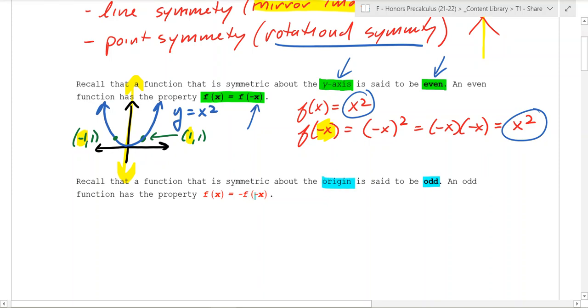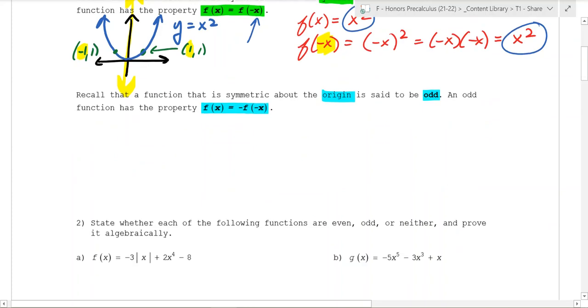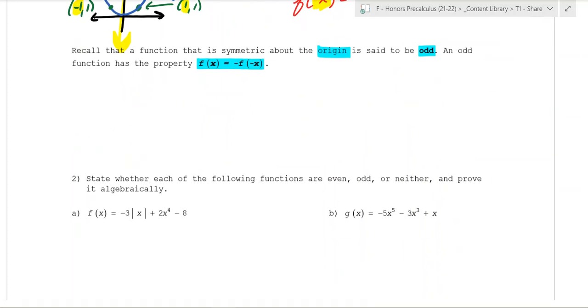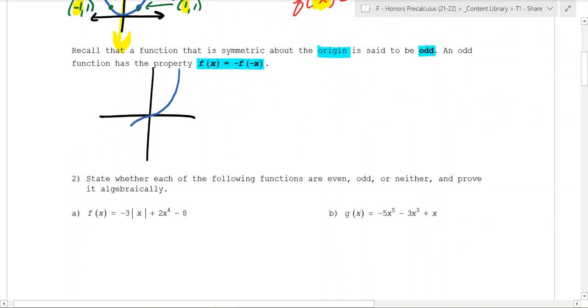A function that is symmetric about the origin, so around a point, is said to be odd, and this happens if f of x is equal to negative f of negative x. So what does this mean? It means you end up with an example function like this. Here is an example function, y equals x cubed. It is symmetric around the origin.